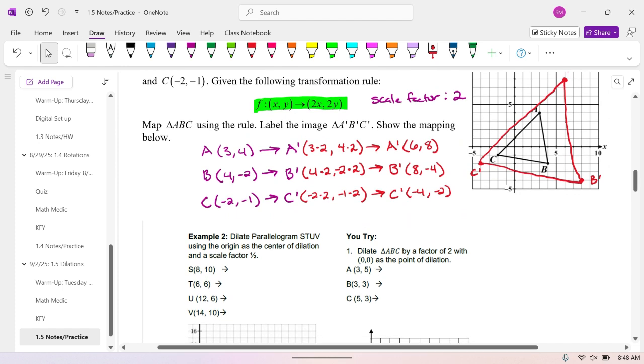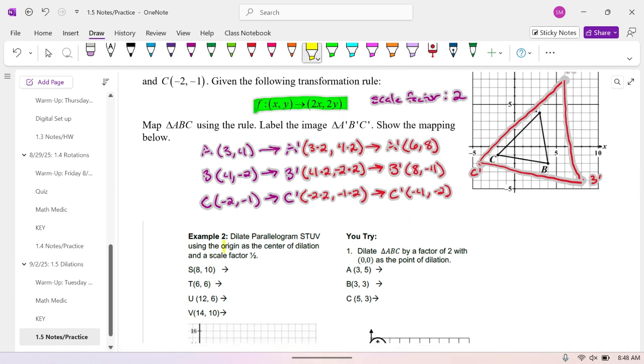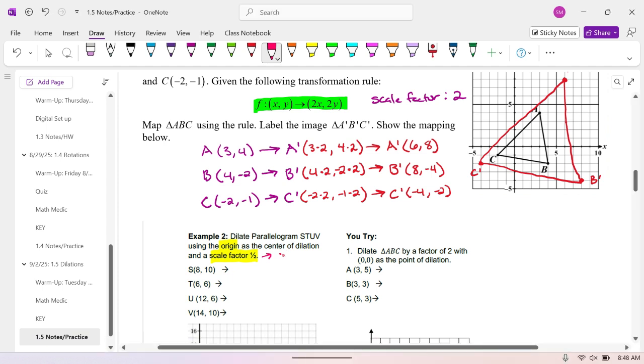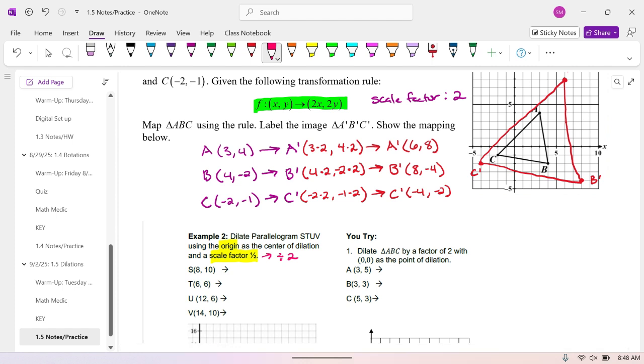All right, example 2. We're dilating this parallelogram using the origin as the center by a scale factor of 1/2. So it means we're multiplying by 1/2. So what essentially are we doing? We're dividing by 2. All right. So we're just going to go through the points together. If you want to graph it on your own later, that's okay. But just for time's sake, I'm not going to graph them, because I trust you guys. You guys are pretty good at graphing.